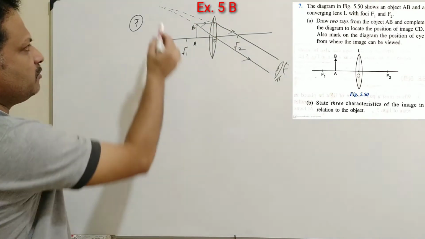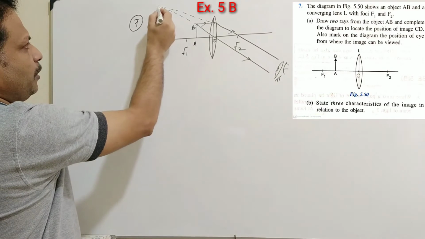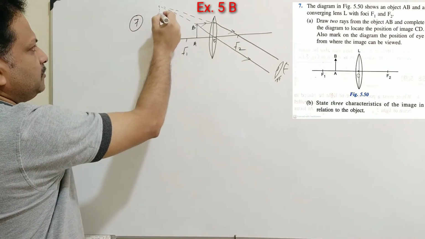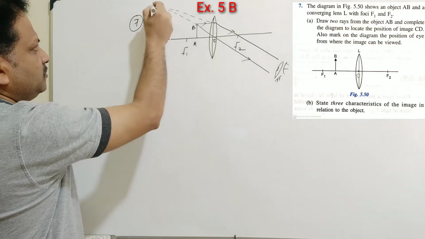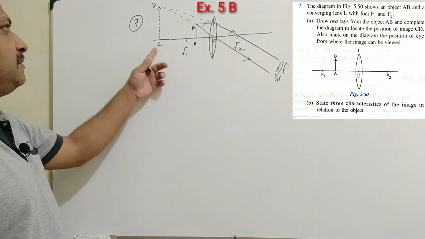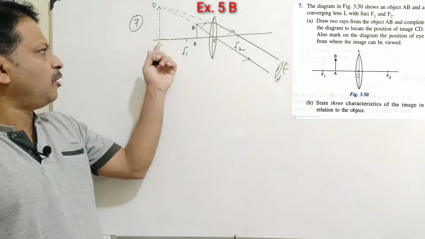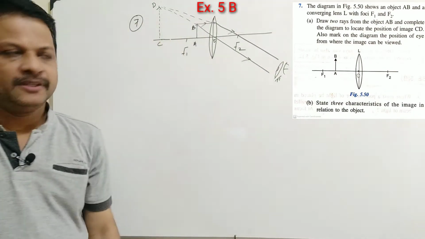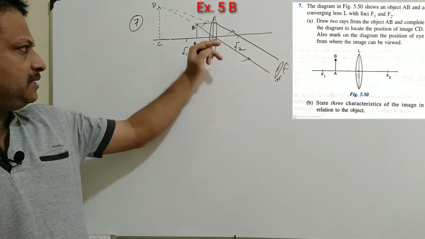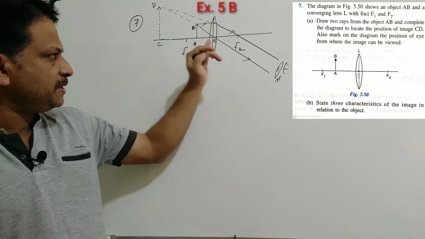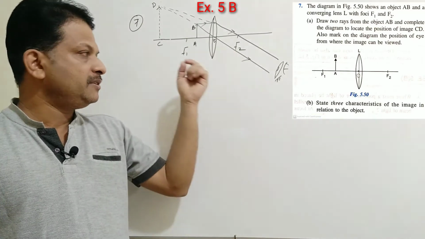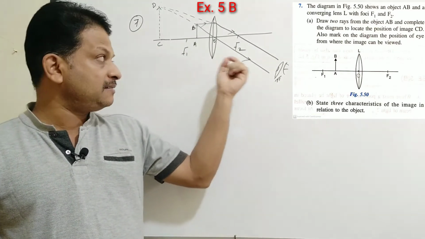So I have produced it backward with dotted lines, and the point of intersection is where the image is formed, image CD. They have clearly mentioned it, CD, so name the image as CD. The image is formed on the same side of the object. So we know this is the case when the object is lying between the optical center and principal focus. This is a special case of a convex lens which is used as a magnifying glass or as a reading lens.